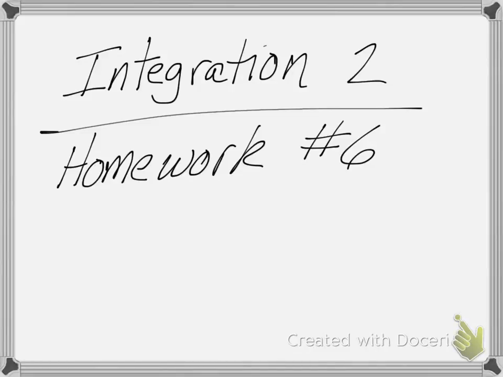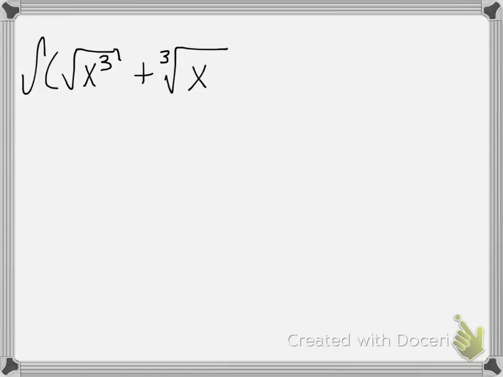Alright, this is going to be another one off our second integration sheet, and this is going to be homework problem number 6, and it's still just wanting us to basically just take the integral. So, it wants us to take the integral of the square root of x cubed plus the cube root of x squared with respect to dx.